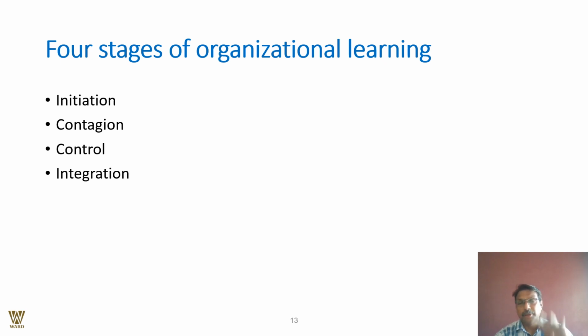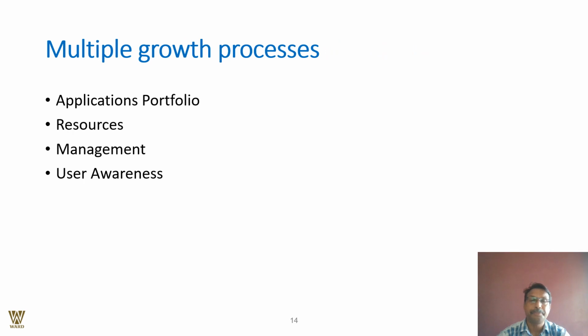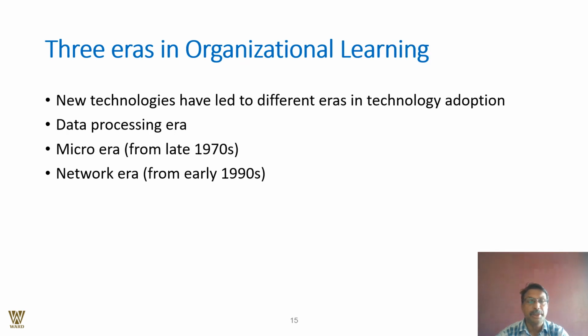The four stages, remember, four stages of organizational learning are initiation, contagion, control, and integration. What are we talking about? The startup phase, the spread, contagion, the control of the spread, then probably streamlining it, and the integration towards the objective altogether. Multiple growth processes are all about application portfolio, resources management, and user awareness thereby.